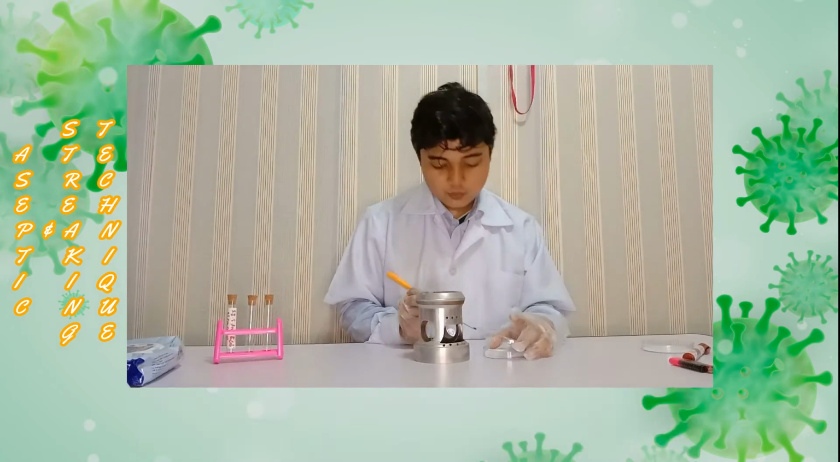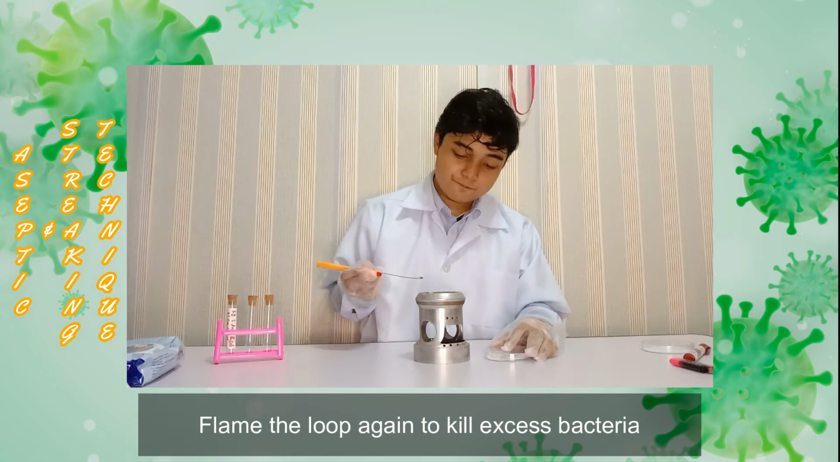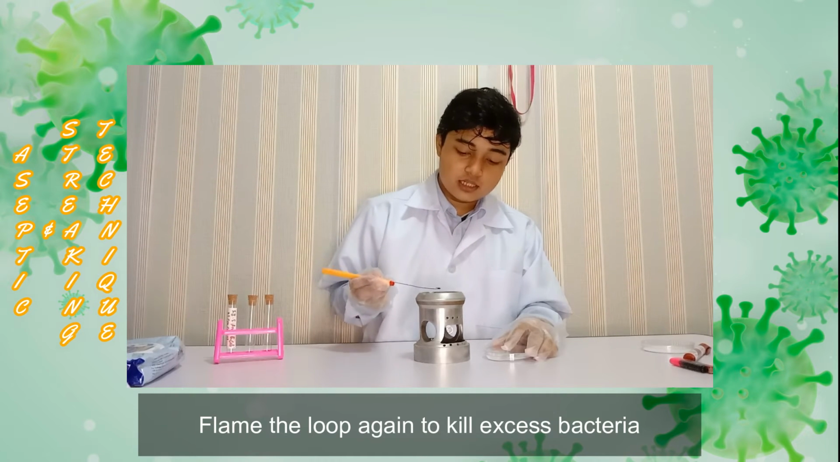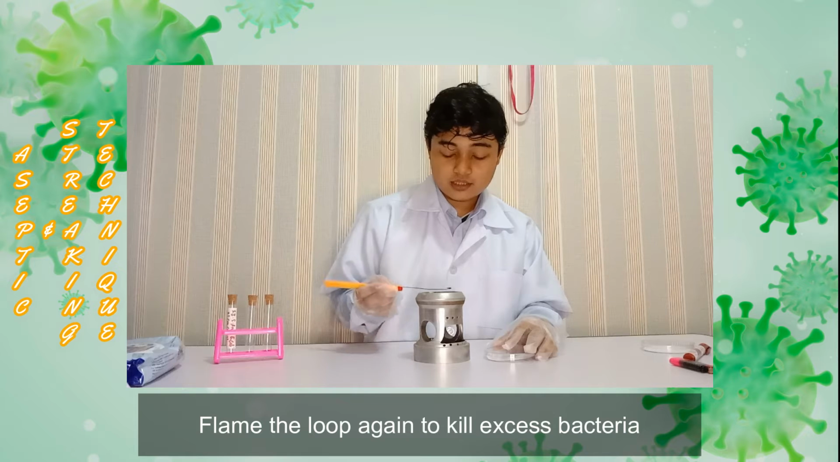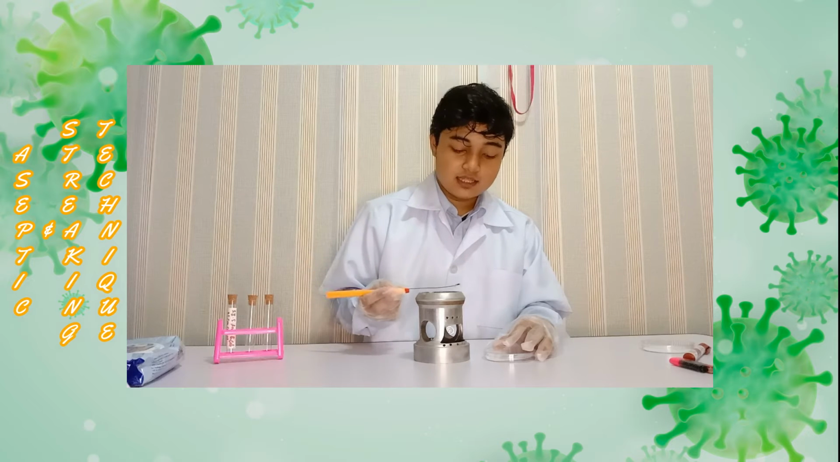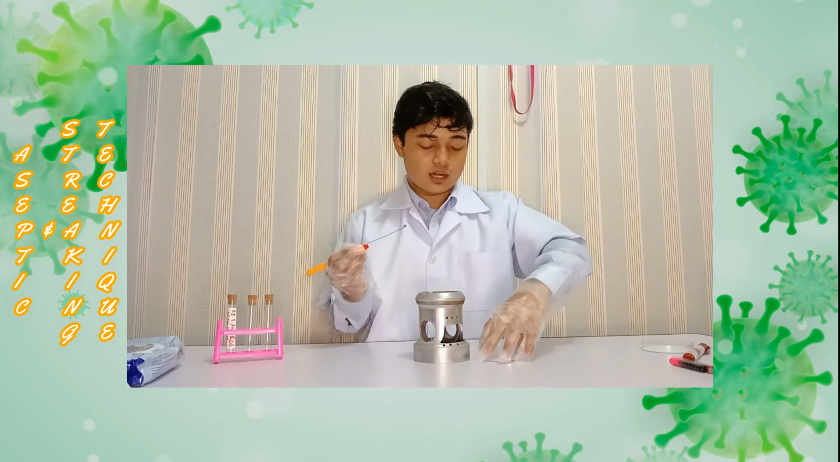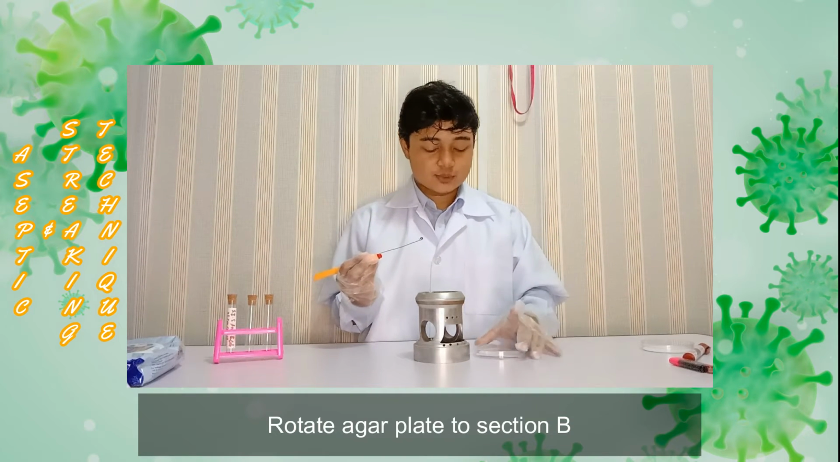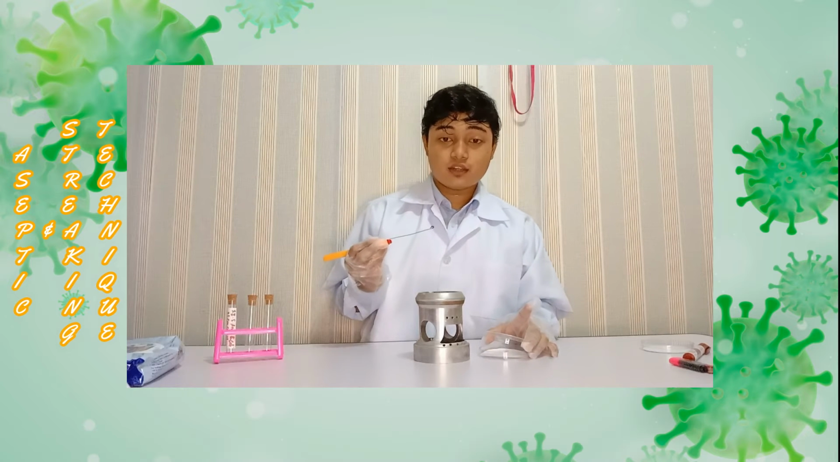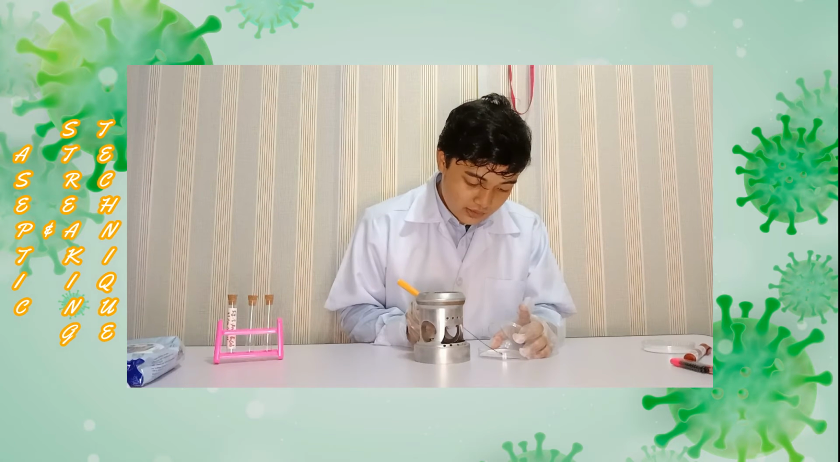After that we close the lid and make sure to flame the inoculating loop again. This is to make sure that the excess bacteria on the loop is killed, so we avoid any contamination of our agar plate. After we have done that, we rotate our agar plate 90 degrees, and we will streak again on section B after our loop has cooled down. To make sure that our loop has cooled down, we can test it on the center of our agar plate.